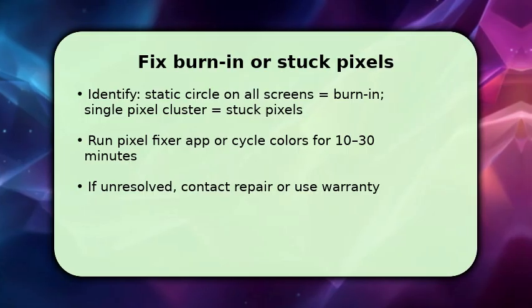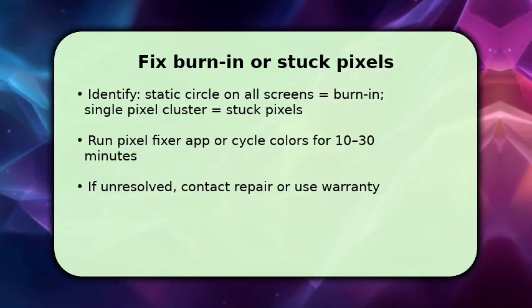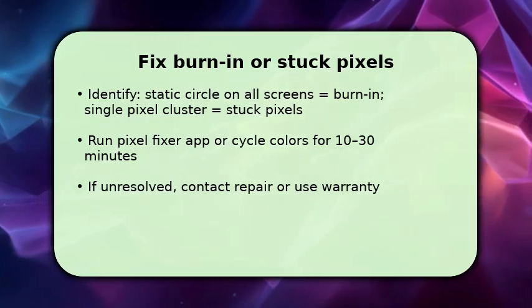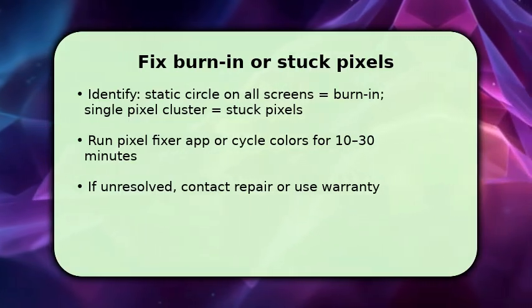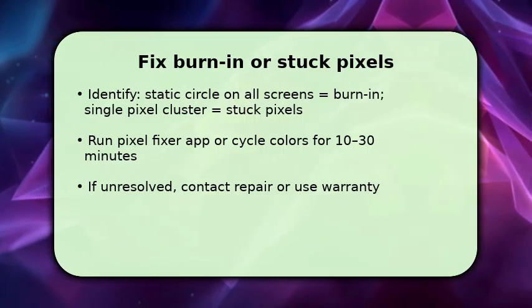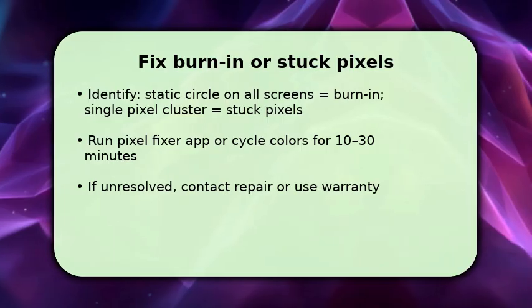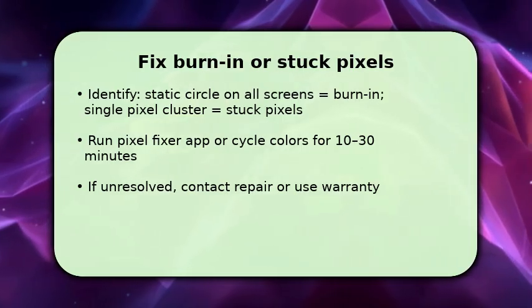First confirm by displaying a pure white and then pure black full screen image. A persistent circle indicates hardware. Try a pixel fixer or color cycling app for 10 to 30 minutes to nudge stuck pixels back. If nothing changes, make sure to back up data and contact the manufacturer or a repair shop.